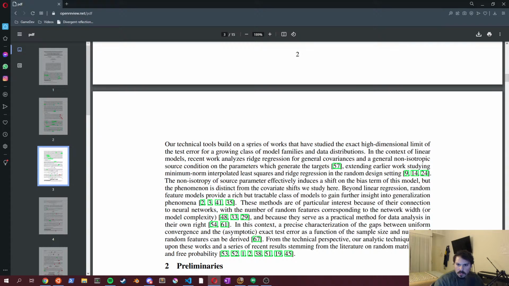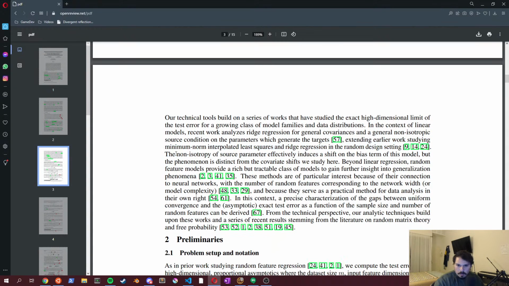Our technical tools build on a series of works that have studied the exact high-dimensional limit of the test error for a growing class of model families and data distributions. In the context of linear models, recent work analyzes ridge regression for general covariances and a general non-isotropic source condition on the parameters which generate the targets. Extending earlier work by studying minimum norm interpolated least squares and ridge regression in random design settings, the non-isotropy of the source parameter effectively induces a shift on the bias term of this model, but the phenomenon is distinct from the covariate shifts we study here.